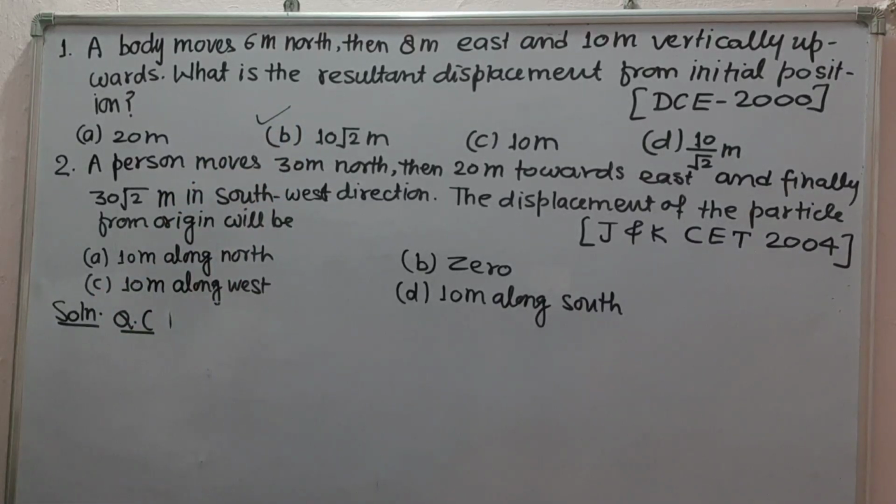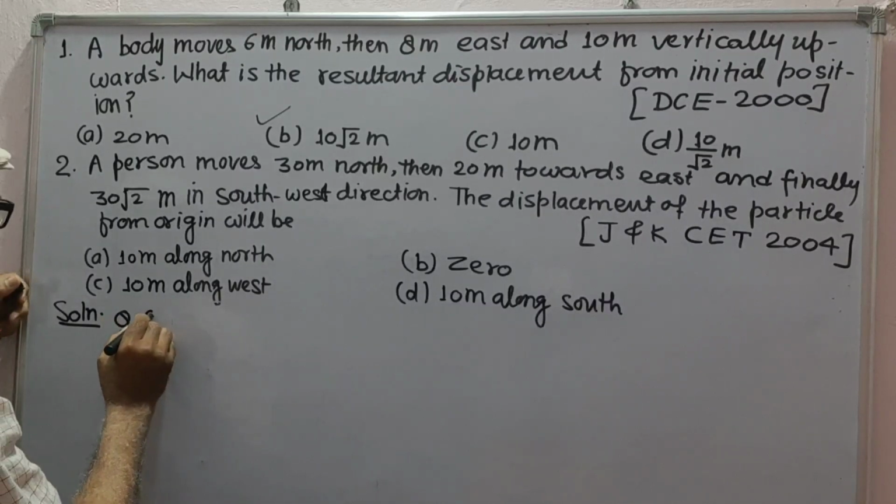Next, question number 2. The question is, a person moves 30 meter north, then 20 meter towards east and finally 30 root 2 meters in southwest direction. The displacement of the particle from origin will be. So, solution to question 2.